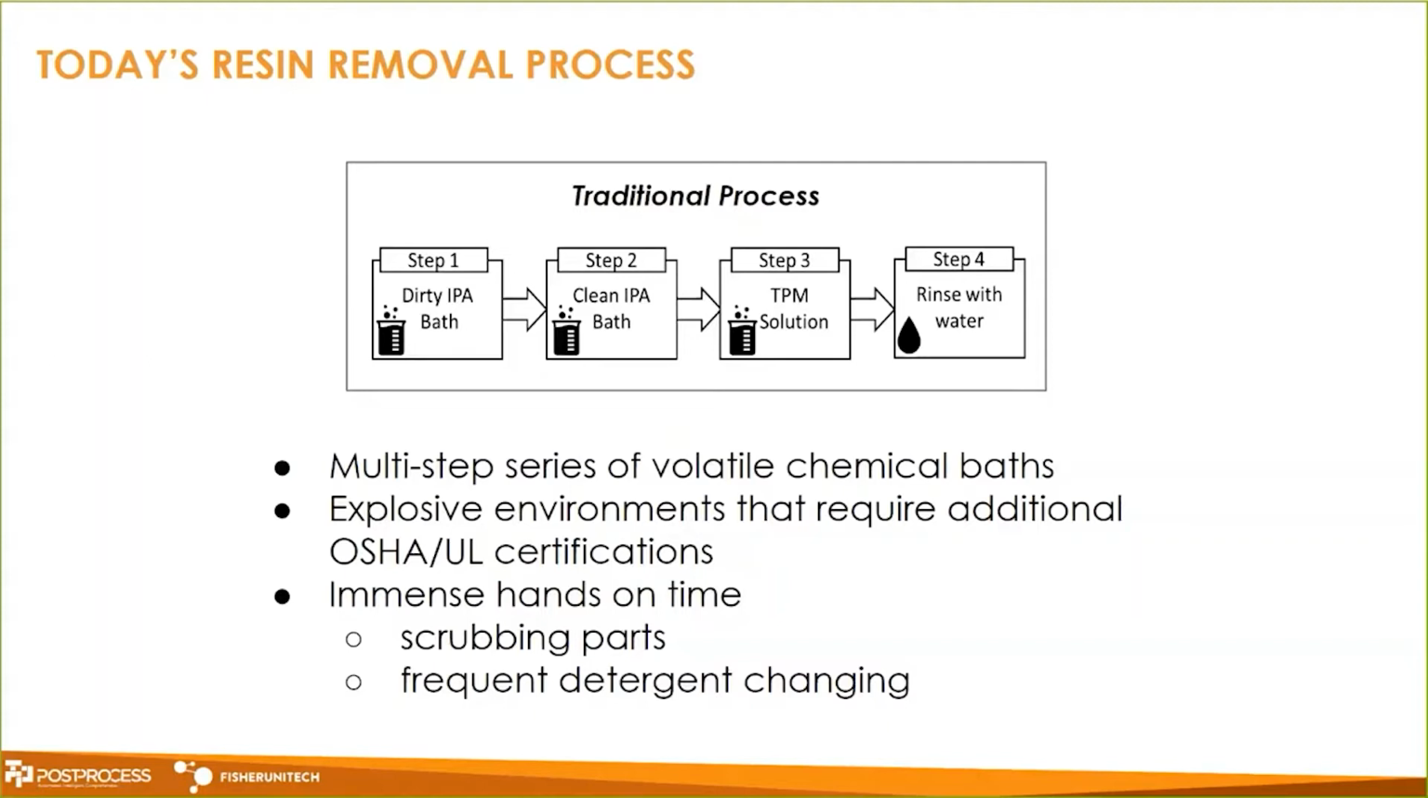So on this slide, I have an example of traditional resin removal, and this involves a series of chemical baths that we've seen. This one particularly has 4 steps with different chemistries and then finally a water rinse. The chemicals being used create explosive environments that are hazardous for operators. Additionally, the use of IPA leads to additional costs for OSHA and UL certifications for the machines that work in those environments. And lastly, the ineffectiveness of these common solvents lead to a high amount of hands-on time. And also, you're going to be scrubbing those parts as well as swapping out the detergent. This overall is going to lead to more hazards for you.